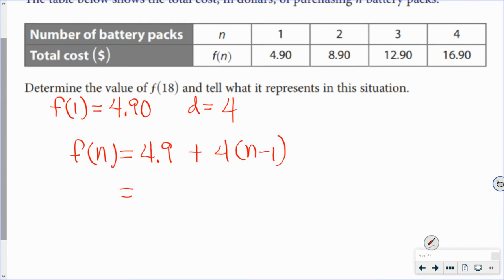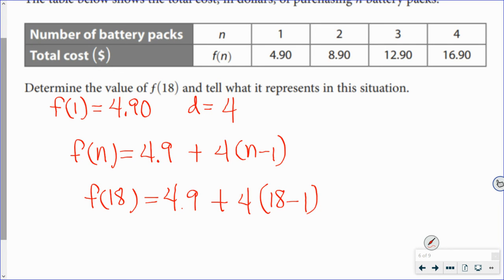All right. So it's 4.9. And, well, I don't even have to rewrite that. What I want to find out then, and the problem says, tell us what the value of F of 18 is, okay? So F of 18 will be equal to 4.9 plus 4 times 18 minus 1. All right, so here we go.